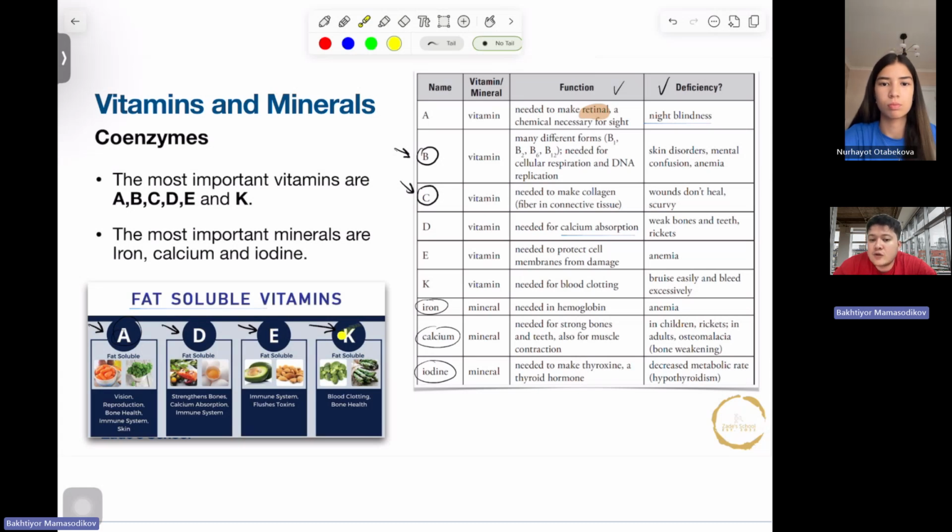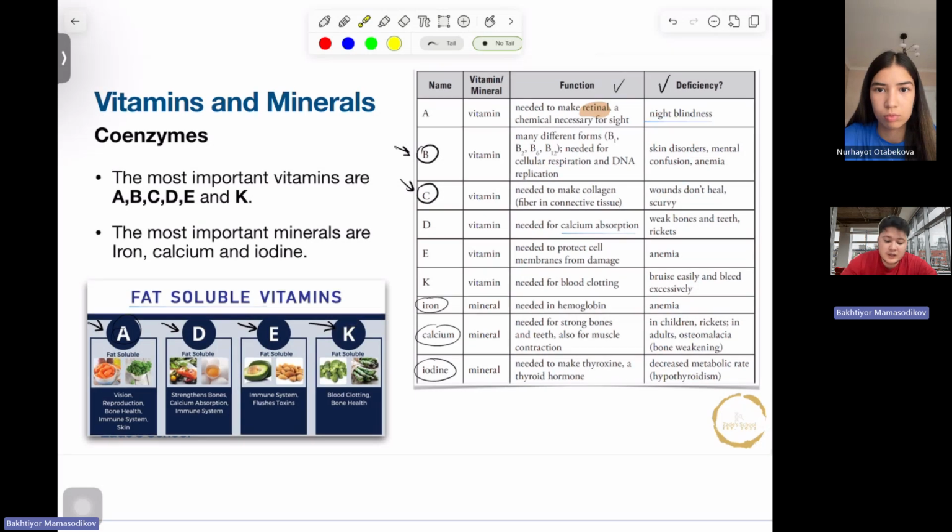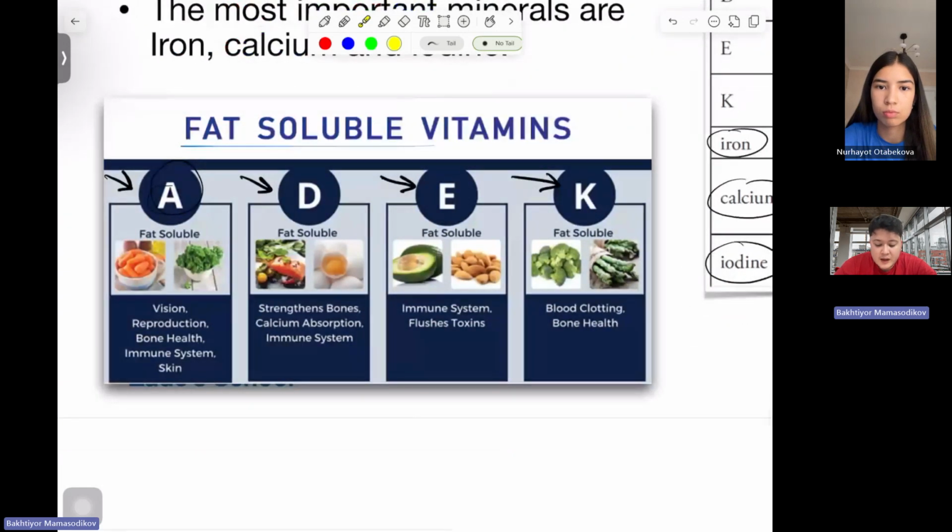A, D, E, K, you should know for the exam purposes, okay? A is really important for the vision, for the reproduction, for the bone health. They are important for the immune system, and for the skin. They are really important. And vitamin D strengthens the bones, and also it's the transporter of the calcium from the intestine to the bones.